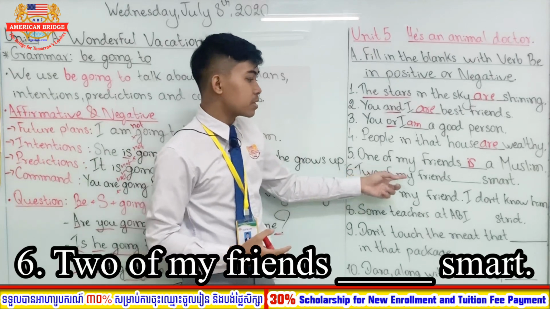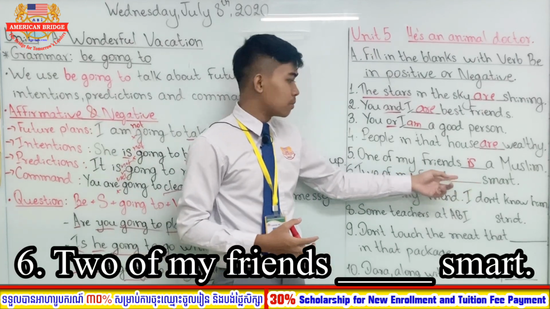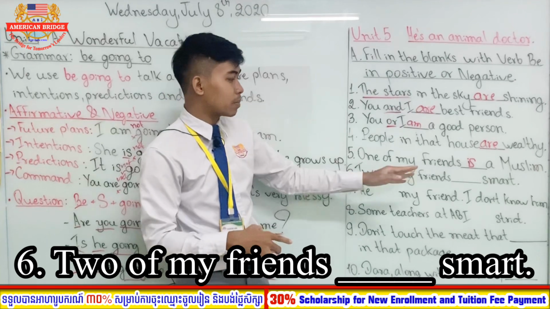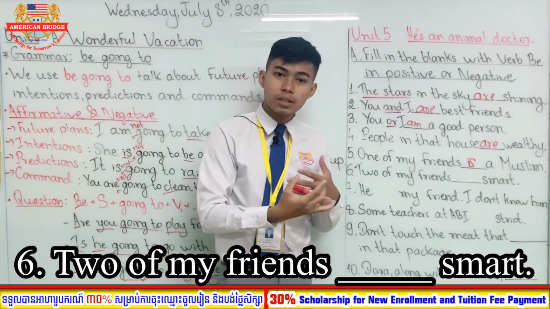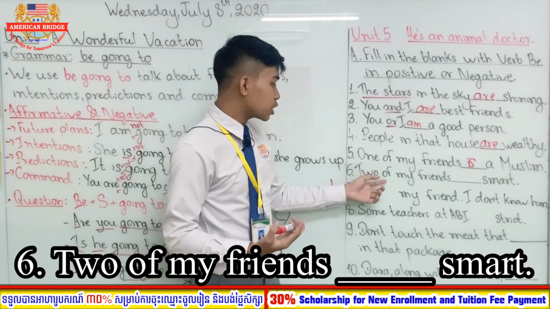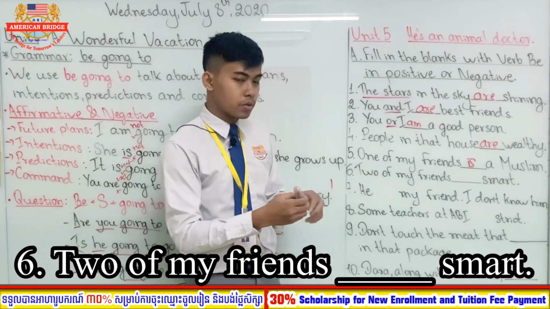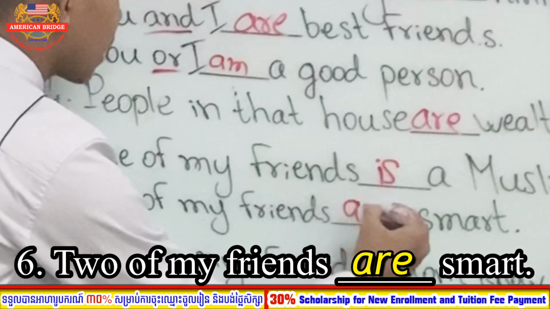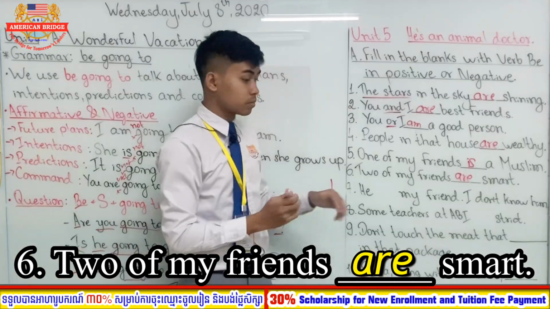Two of my friends blah blah blah smart. Smart here is not like smartphone. Smart here we refer to something that is clever, or a person who is clever. So two of my friends, here we have to use "are". Why use "are"? Because I said two of my friends.